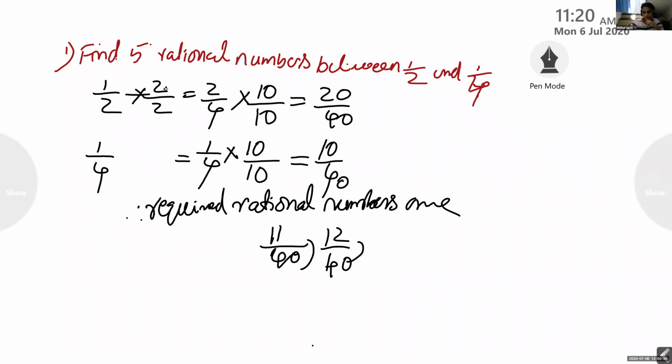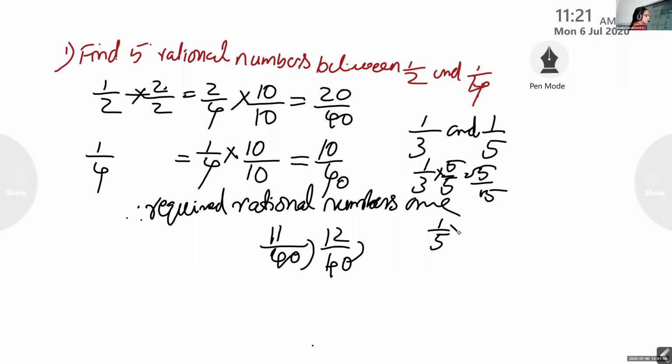See, suppose 1 by 3 and 1 by 5. Here the denominators are 3 and 5. So what we will do? We will make the denominators the same, 15. In 1 by 3 we need to multiply by 5, 15 means 3 into 5. So 5 by 15. And 1 by 5 we will multiply by 3. So we will get 3 by 15. Okay, Mithun?